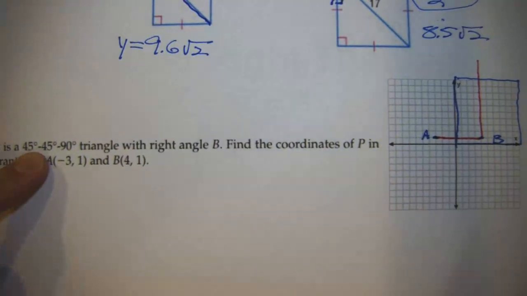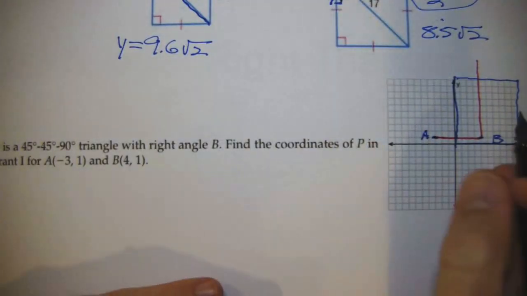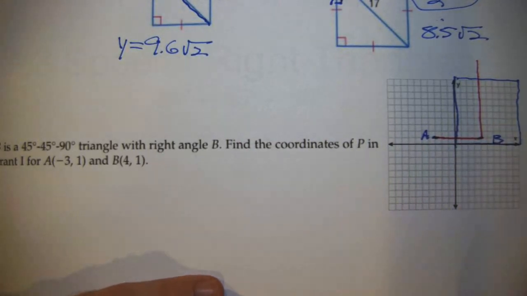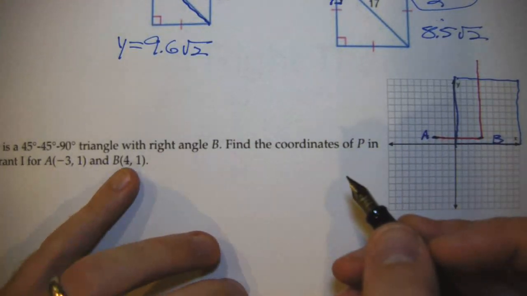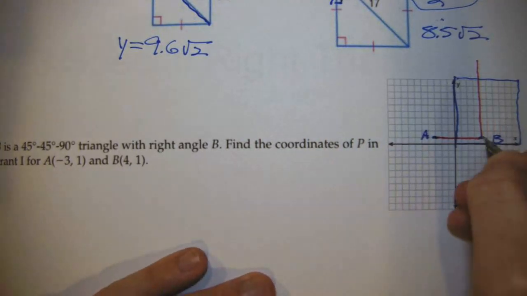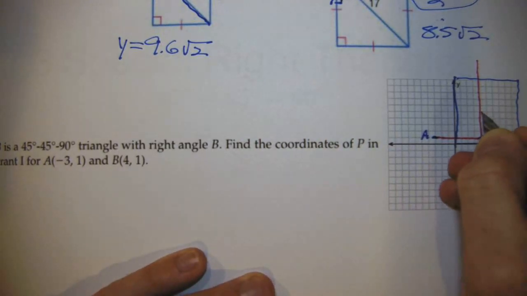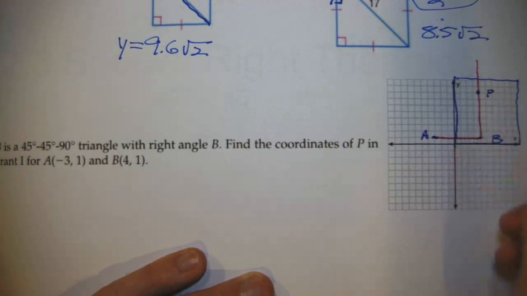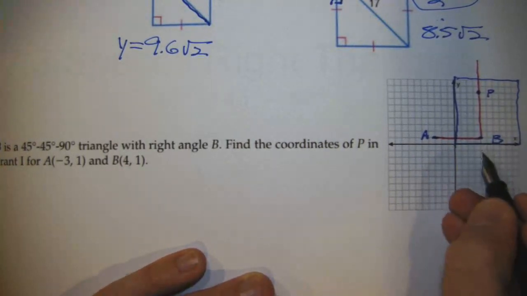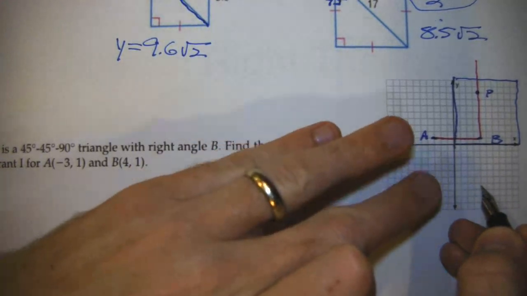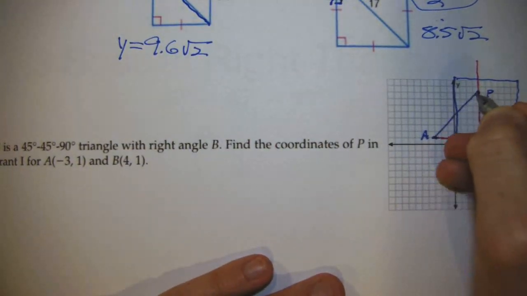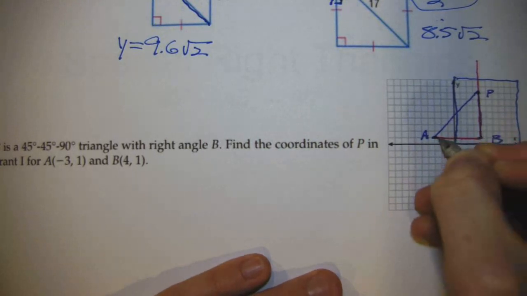Well, remember, it's 45, 45, 90. So that means that this leg and this leg need to be the same distance. Well, it looks like from -3 to 4, that's a distance of 7. So I'm going to count up 1, 2, 3, 4, 5, 6, 7. So there will be point P in quadrant 1. Notice if I counted down 7 the other way, I could still get a right triangle, but not with P in that first quadrant. So here is our triangle, just as it was requested.